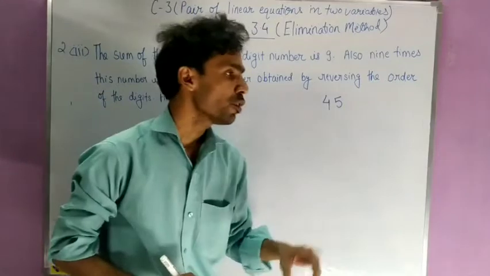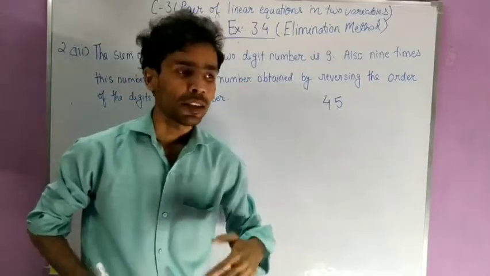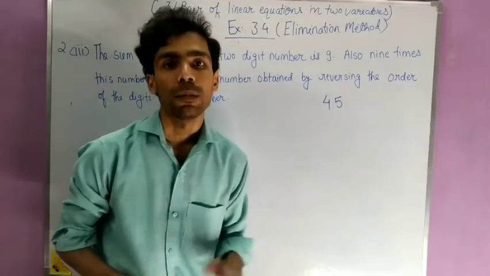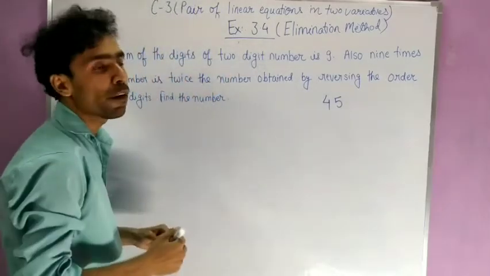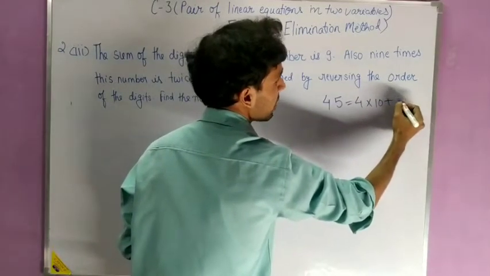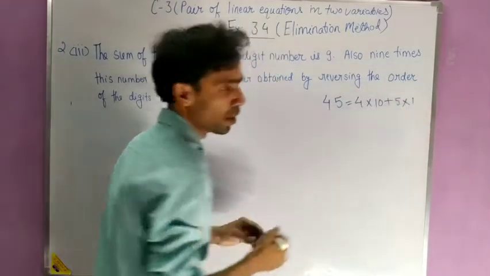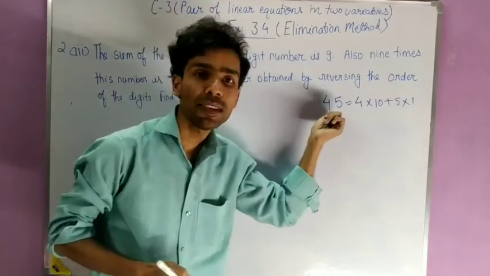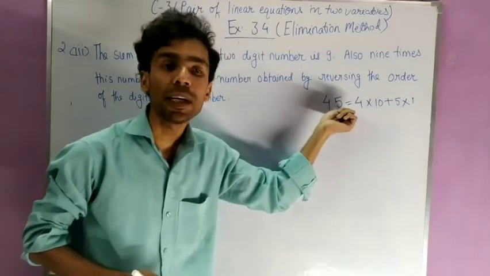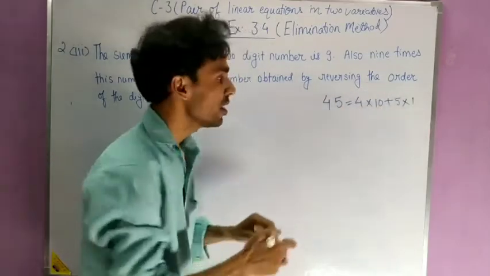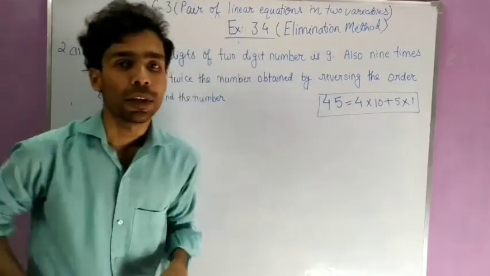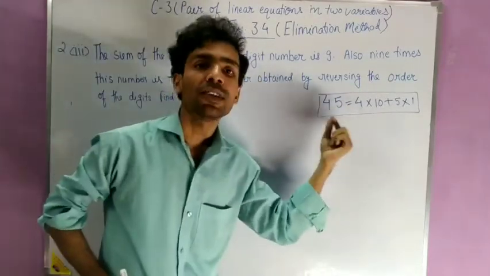Now students, in the lower classes you have studied how to write a given number in expanded form. So what is the expanded form of 45? That is 4 into 10 plus 5 into 1. Means 4 is at the tens place, so it is multiplied by 10, plus 5 is at the unit place, so 5 is multiplied by 1. So this is known as the expanded form of a 2-digit number. In this way we will solve our question.